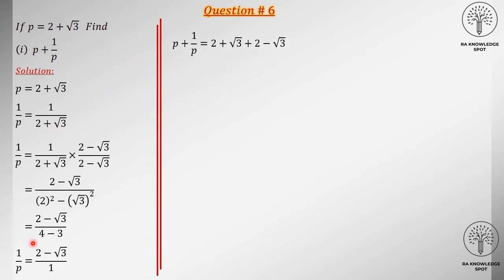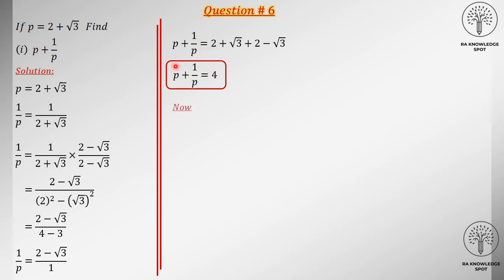And here now we have to find p plus 1 by p. Dear students, you know what p is. This is your p, and this is your 1 by p. Here I'm not going to write 1 because we don't need it. This is the value of p plus 1 by p. Now some cancellation. The possible cancellation is under the root 3 and plus minus, they will be cancelled, and finally you have to add 2 plus 2 will be 4.